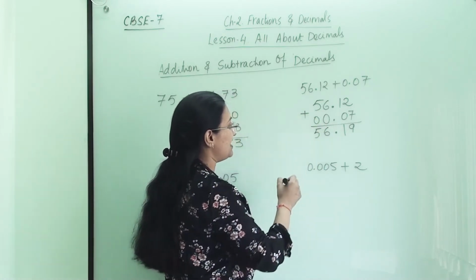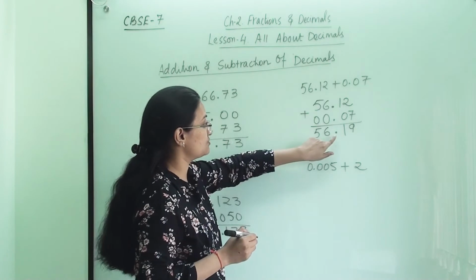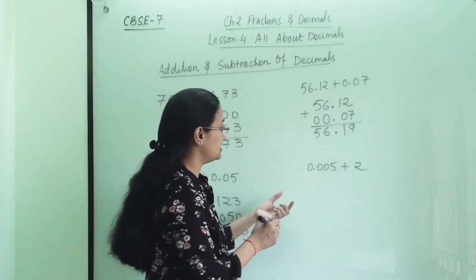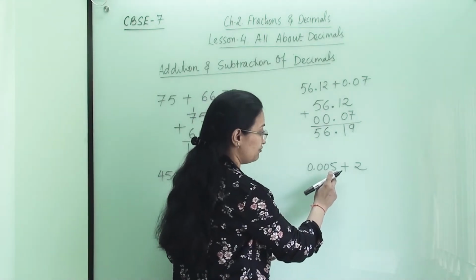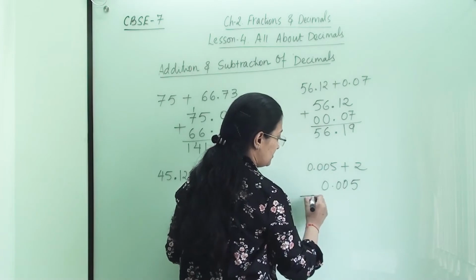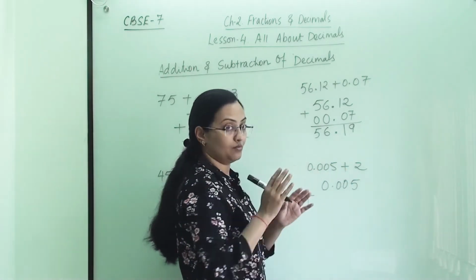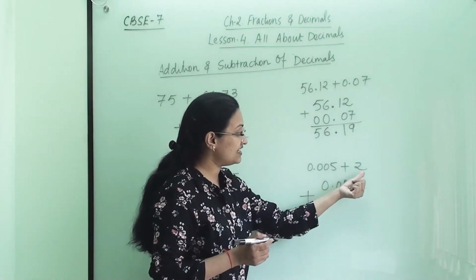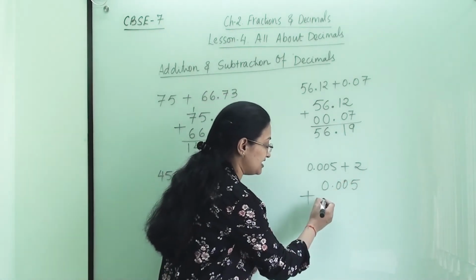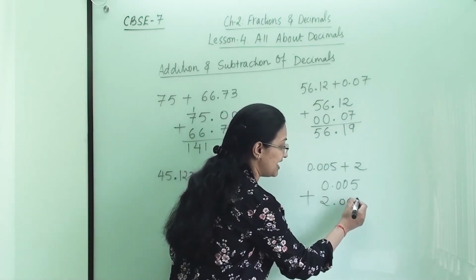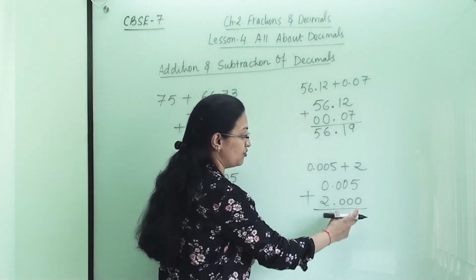So when we are adding these two numbers, we will get 56.19 as an answer. Now the next numerical is 0.005 plus 2. So let us add them. Now 2 is a whole number, so we have to write that before the decimal. There is no decimal here. So we will write that before the decimal and then we will put a decimal and then we will add zeros to match the above number.